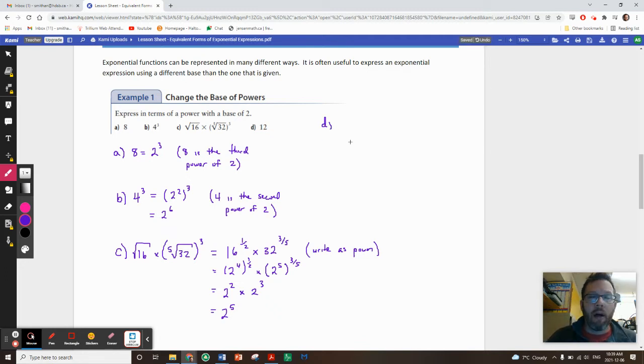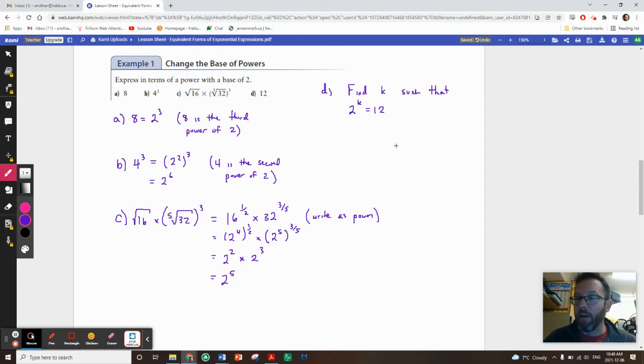That's okay. So part D, we can't just write 12 as a power of 2. It's not a nice power of 2. So in this case, we're going to set this up this way. What we're really looking to do is find some k such that 2 to the power of k equals 12. Now, luckily, after our last unit, we have a tool to get us the value of k.